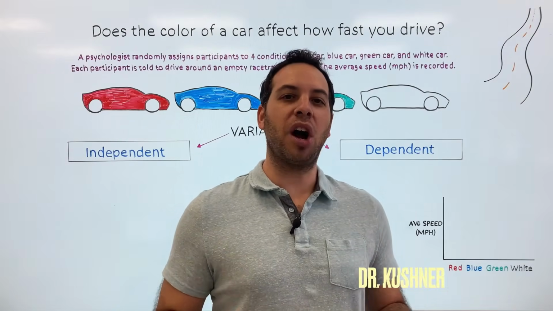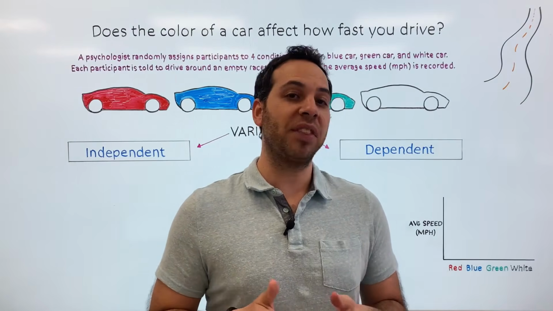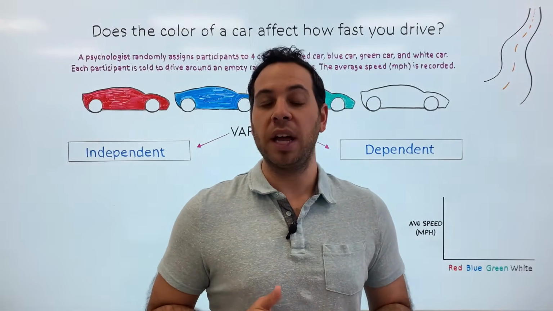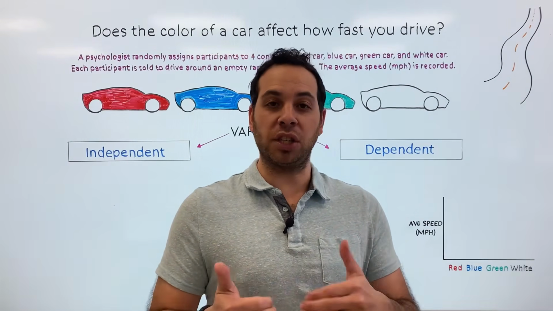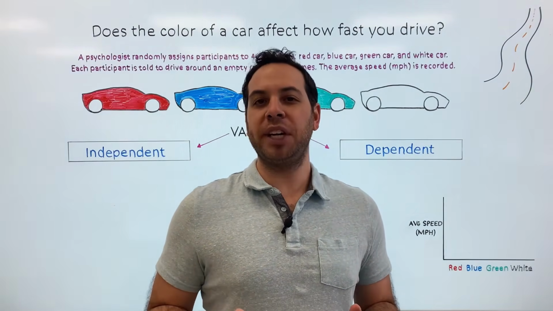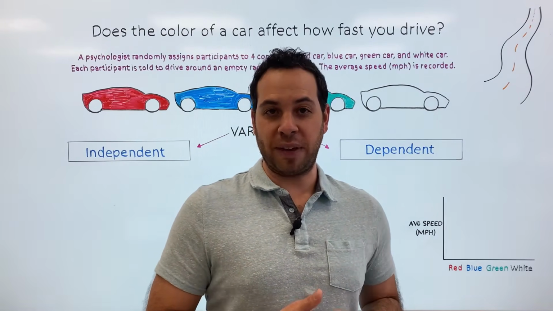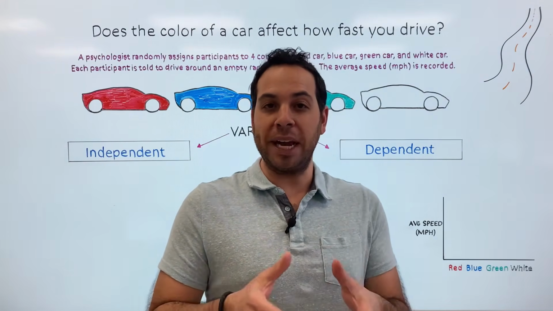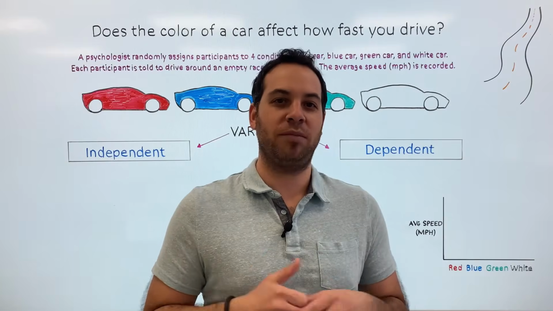Does the color of a car affect how fast you drive? A psychologist, for example, might hypothesize that participants given a red car, as opposed to a blue or green car, may drive faster because seeing red can increase your heart rate and cause an adrenaline rush. But the purpose of this video is not to argue whether color would or would not cause somebody to drive faster, but rather to understand and break down the variables that make up a study, specifically the independent and dependent variables. So let's dive in.